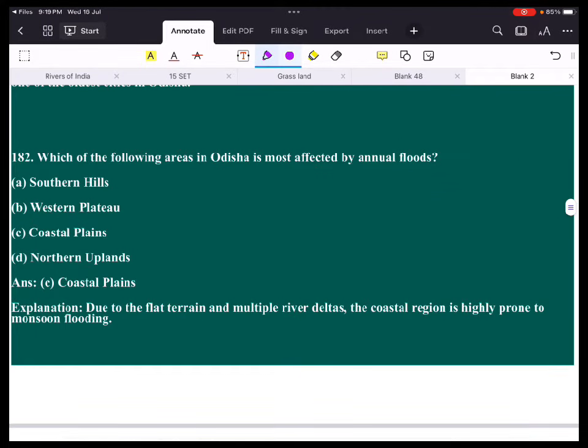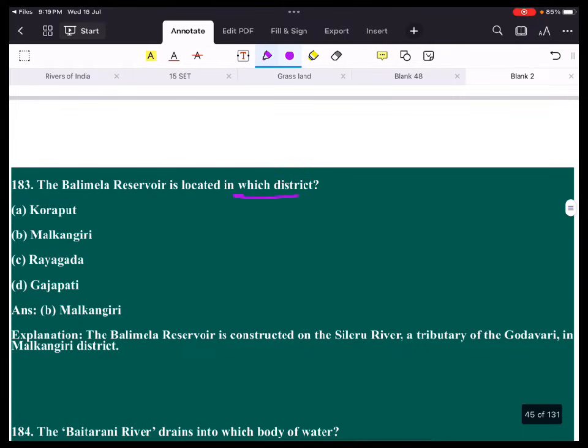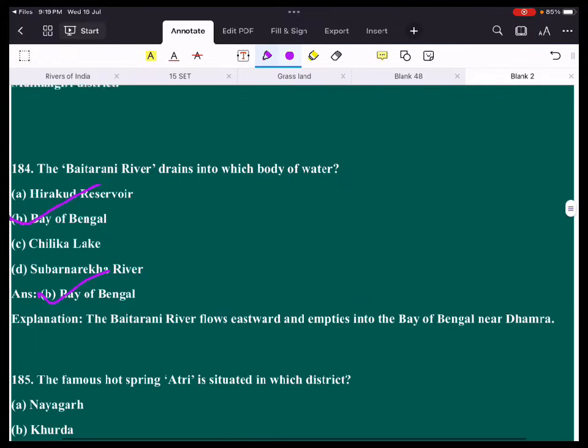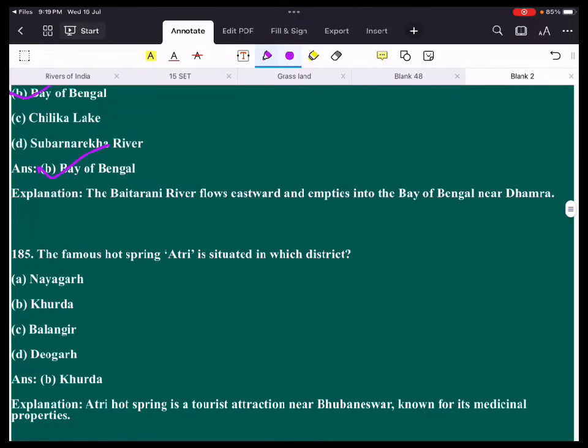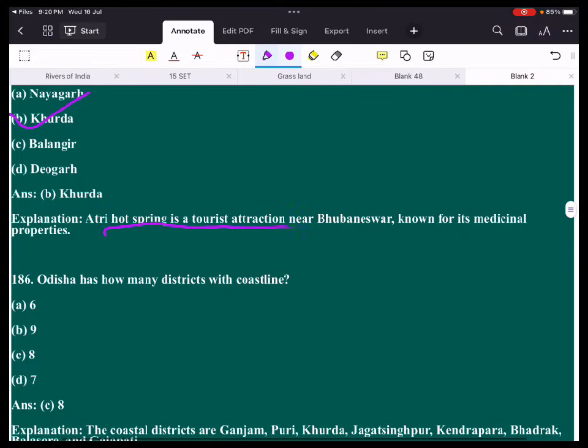Which of the following areas in Odisha is most affected by annual flood? It is option C, coastal plain. Balimela reservoir is located in which district? Option B, Malkangiri district. The Baitarani river drains into which body of water? That is the Bay of Bengal, option B. The famous hot spring Atri is situated in which district? That is option B, Khordha. Atri hot spring is a tourist attraction near Bhubaneswar known for its medicinal properties.